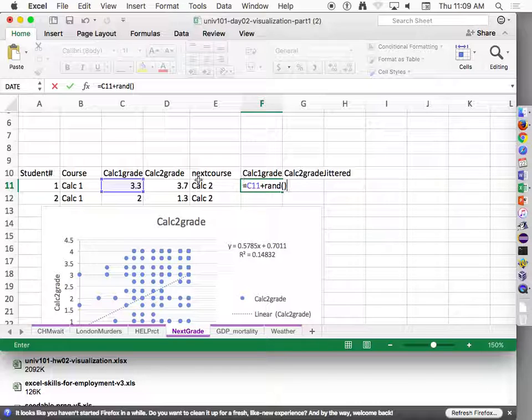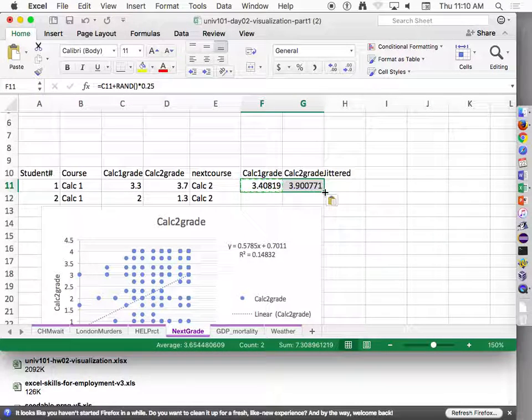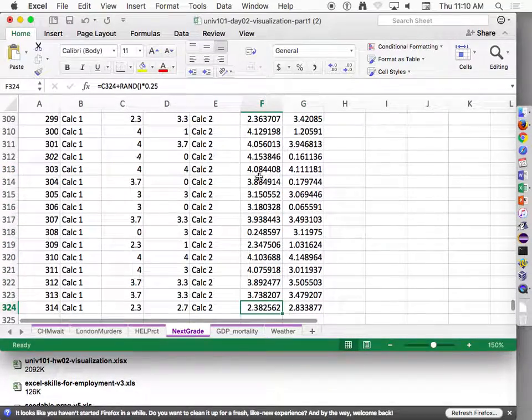So I have to think, what's the spacing between these things? It could be 3, 3.3, 3.7. So the spacing is like 0.3 or 0.4. So 0.3 is about as big as I want it to be. And I might actually want it to be a little bit less than 0.3, like 0.25. And then do that. And then we'll graph those.